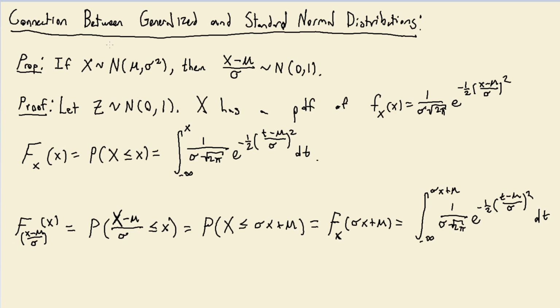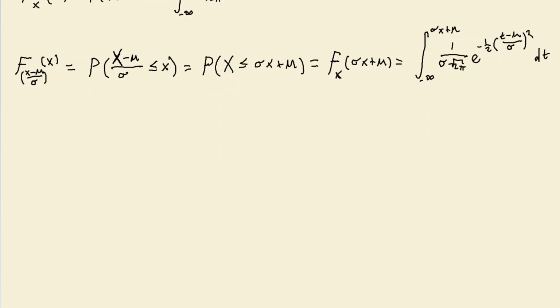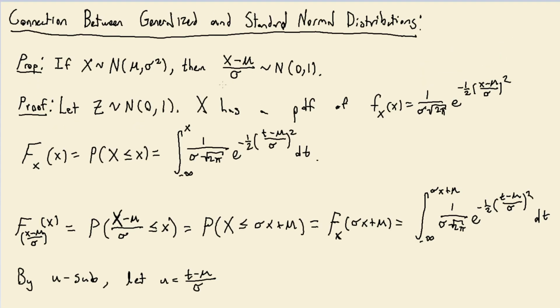And we can make some progress in reducing this integral by simply applying u substitution. So by u sub, let u equal, I want to get this exponent here cleaned up, so I'll let this equal (t minus mu) over sigma. And really the reason I want to do this is because ultimately, what's our goal here? Our goal is to get this in terms of the cumulative distribution function for the standard normal distribution.